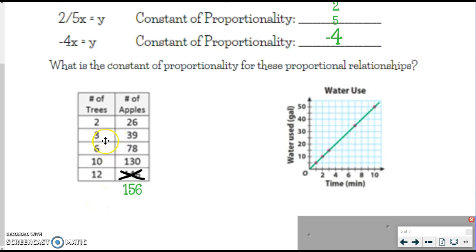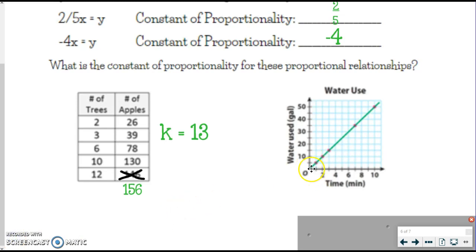So you do 3 times 13 gives you 39. Now if you get to higher numbers and you're not sure, you can always use your calculator and just do 6 times 13. Does it give you 78? Which it does. And again, when we got down to here, 12 times 13 gave us 156, not 146. So that means our constant is 13. K equals 13. Okay, so we're going to do the same thing on our graph here.